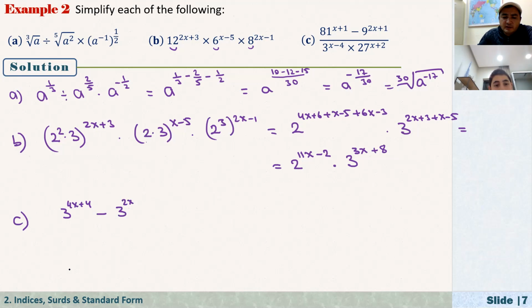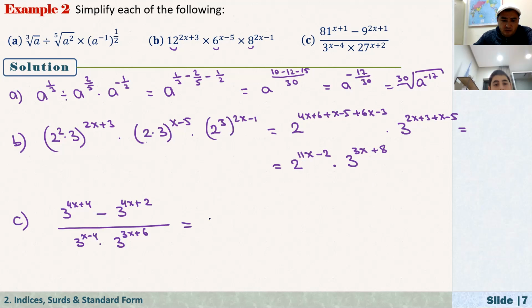It is 4x plus 2 times 1, it is 2. Over, here we have 3 to the power of x minus 4 times 3 to the power of, what is it? 27 is 3 cubed, right? 3x plus 6. 3x plus 6.